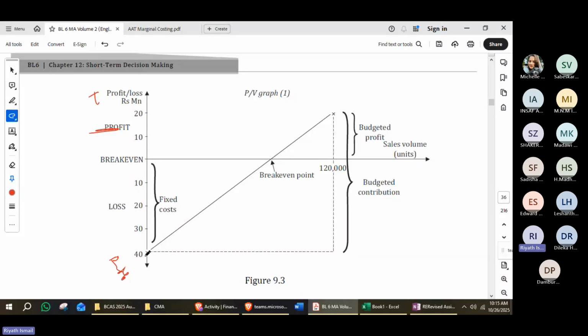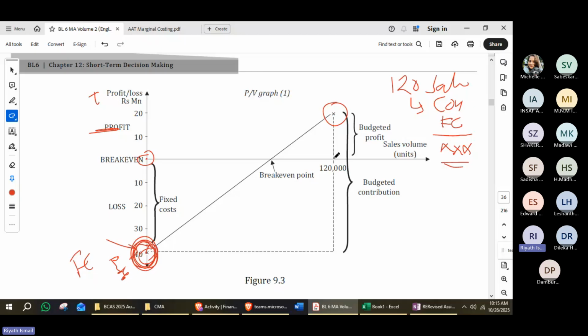So first point, we take fixed cost, because at production 0, at number of units 0, there's always a cost, a loss. That loss equals fixed cost. So we know one point. Another point, we calculate, say 120 units of sales. We calculate contribution and we deduct fixed cost, then we will get profit. Say 120 units, we get profit at this number.